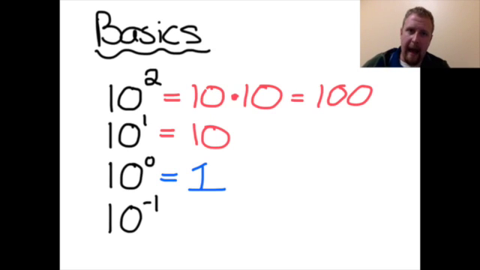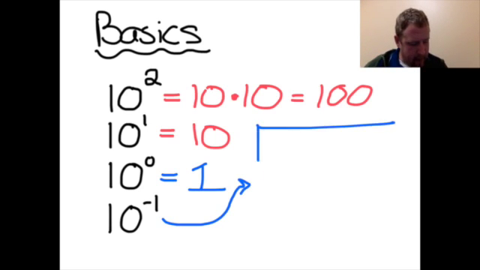Always. Anything to the 0 power is always 1. Okay. Now on to the next part. 10 to the negative 1. Well, this is where it gets a little tricky, okay? And I'm going to kind of work that example right here inside the blue box.